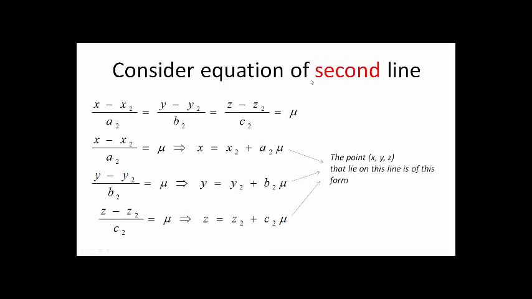Similarly, you can consider the second equation of line. Equate it to mu. So (x minus x2) upon a2 equal to (y minus y2) upon b2 equal to (z minus z2) upon c2 equal to mu. Equating all the ratios to mu, you will have x equal to x2 plus a2 mu, y equal to y2 plus b2 mu, and z equal to z2 plus c2 mu. So this point x, y, z that lies on the second line will be of this form: x2 plus a2 mu, y2 plus b2 mu, z2 plus c2 mu. So x, y, z is the intersection point.